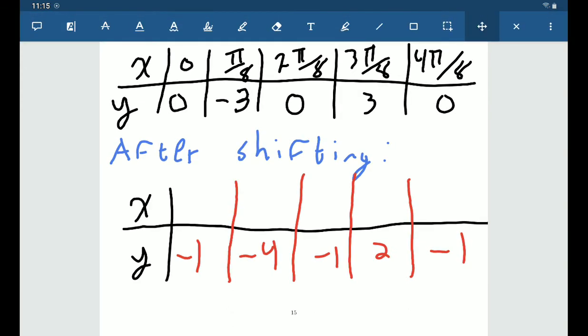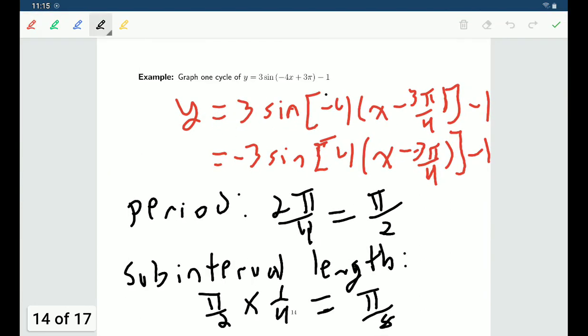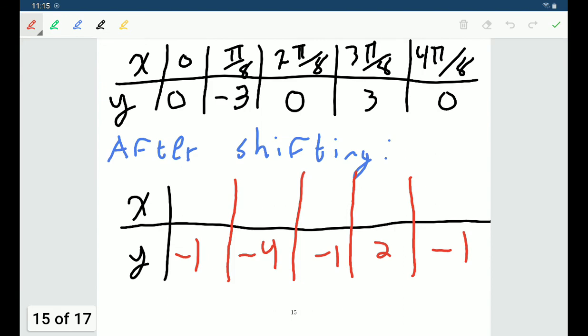And next, we have to take care of our x coordinates. And for the x coordinates, we are carrying out a shift to the right, a positive phase shift of 3 pi over 4. We'll be adding 3 pi over 4 to each and every x coordinate that we have. So let's do that. So 3 pi over 4, or same thing as 6 pi over 8, 0 plus 3 pi over 4 is 3 pi over 4. Pi over 8 plus 3 pi over 4, that's 7 pi over 8.